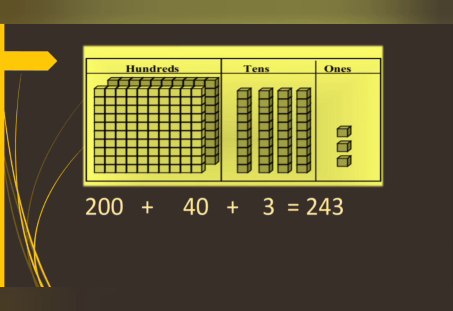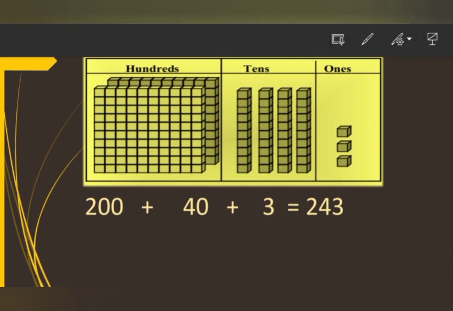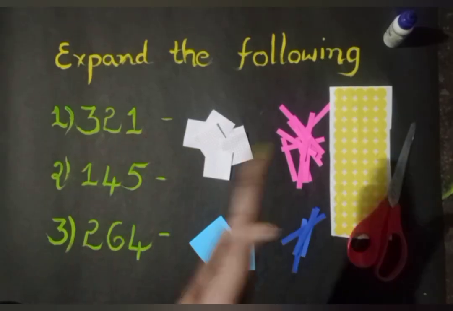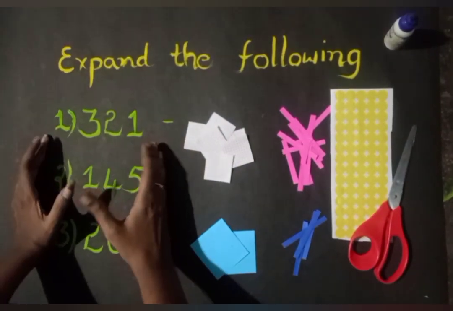Here, 200 plus 4 standing blocks, 4 tens. 1 ten means 10. 2 tens are 20. 3 tens, 30. 4 tens means 40. So here the answer is 200 plus 40 plus 3. In total the answer is 243.